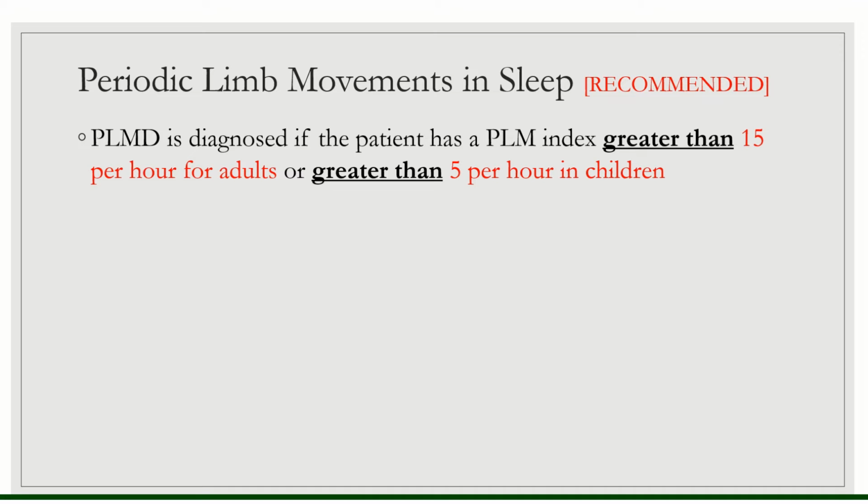So if this patient has maybe 2 obstructive apneas per night, then they would not be diagnosed with obstructive sleep apnea. But of course, if they have more than 5 obstructive apneas per hour, then of course we would diagnose that as having obstructive sleep apnea. So it's the same thing with here.